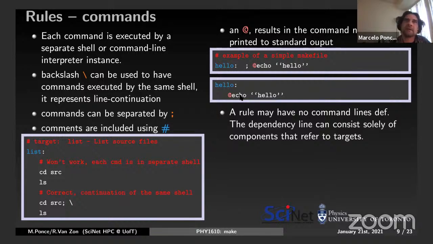Now, one thing, which allows us to comment on something in both of these examples, is that a rule may have no command line definitions, and the dependency line can consist solely of components that refer to targets.